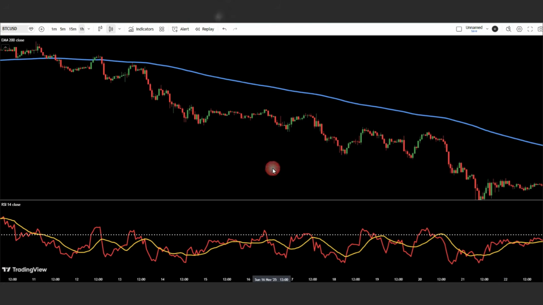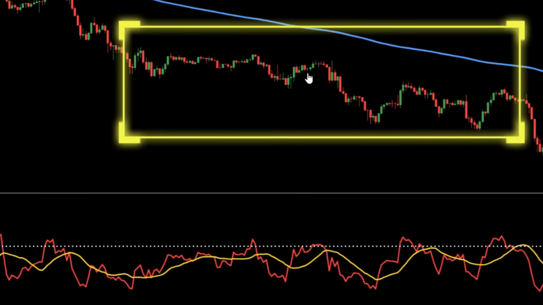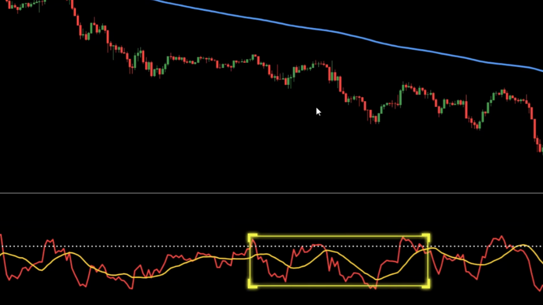For sell setup, everything works in the opposite direction. First, price must be below EMA 200. This tells us the market is in a long-term bearish trend, so we only look for selling opportunities. Second, RSI must be below the 50 level. This confirms bearish momentum. Then we wait for the trigger.